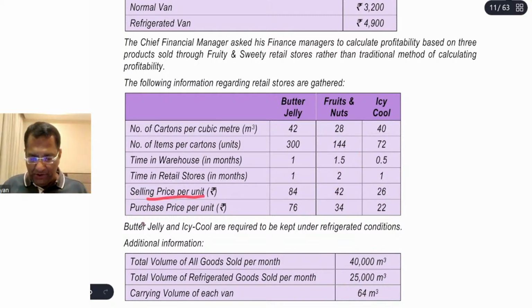Selling price per unit, purchase price per unit. Can you please tell me, beta, what step can we find out by these two pieces of information? Step number 1 or step number 2 or step number 3, and tell me the denomination of that one. Selling price and purchase price per unit. Tell me the denomination of that one.